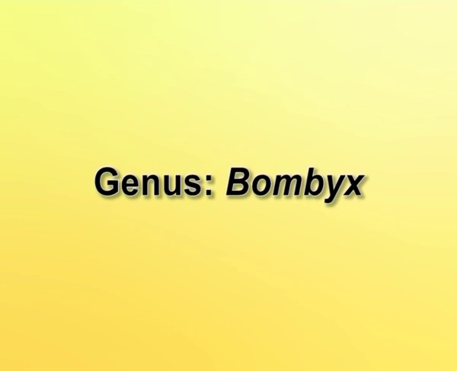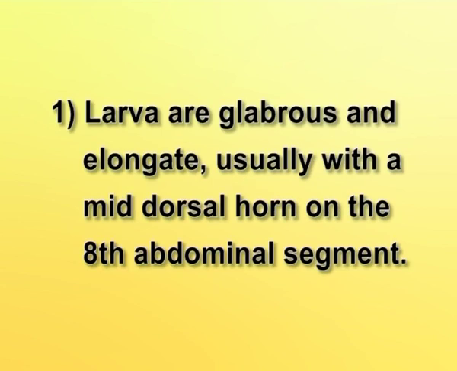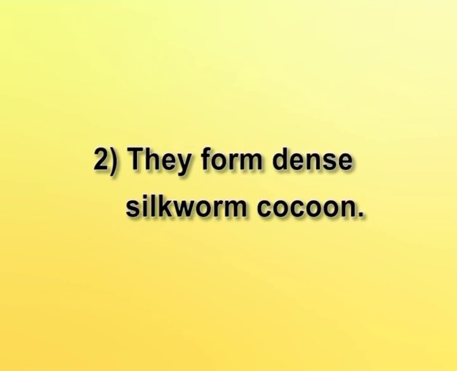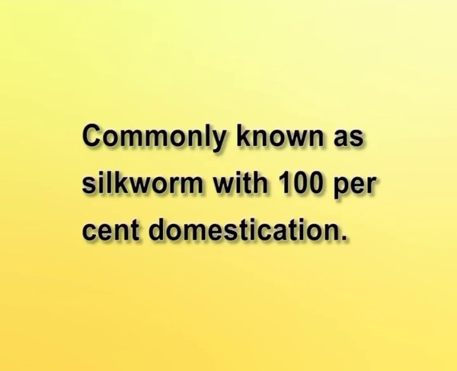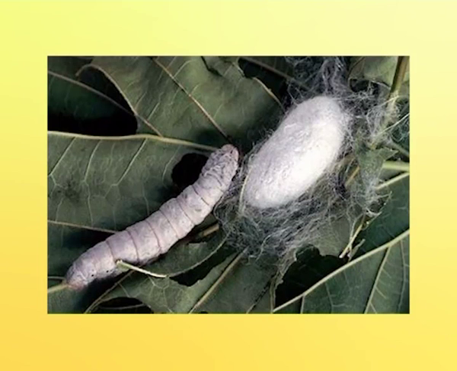Genus Bombyx. Larvae are glabrous and elongate, usually with a mid-dorsal horn on the 8th abdominal segment. They form dense silkworm cocoons. Species mori, commonly known as silkworm, with 100% domestication. It differs from its allied species in its specific brooding behavior.